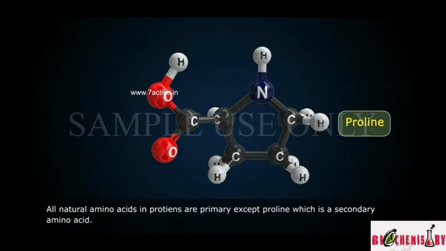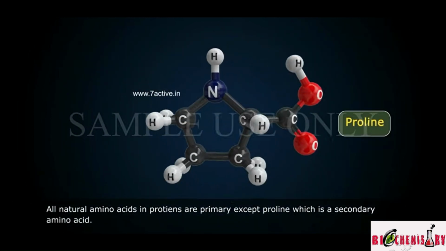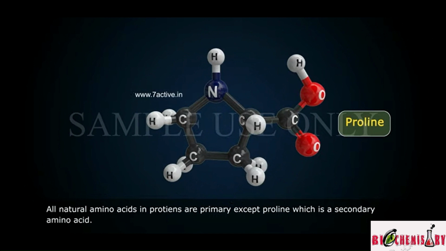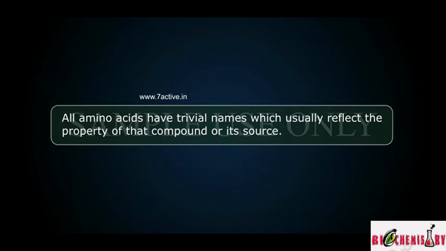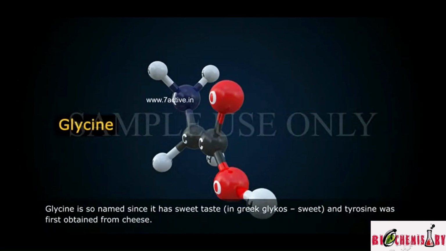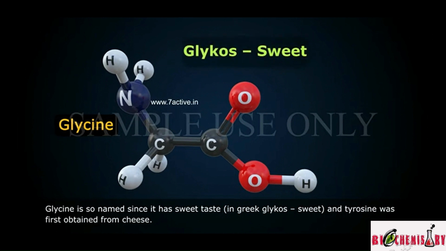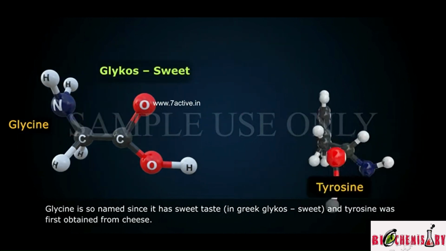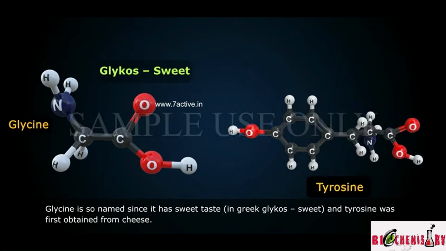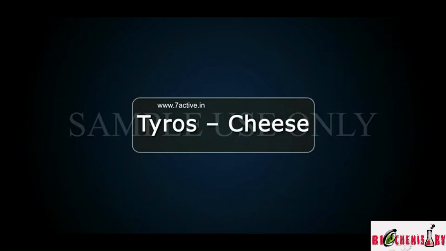All natural amino acids in proteins are primary except proline, which is a secondary amino acid. All amino acids have trivial names which usually reflect the property of that compound or its source. Glycine is so named since it has sweet taste. In Greek, glykos means sweet, and tyrosine was first obtained from cheese. In Greek, tyros means cheese.